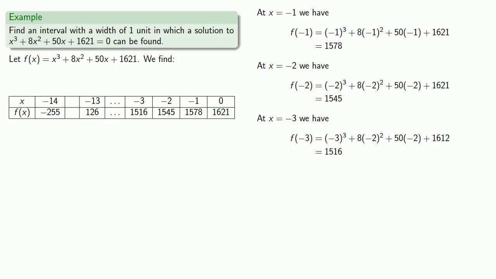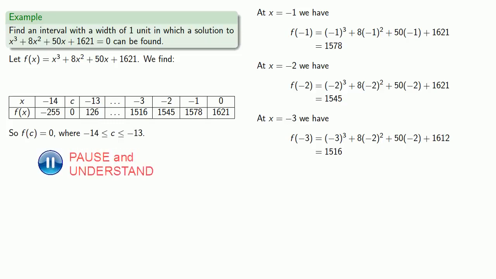And now I can apply the intermediate value theorem, or the Goldilocks principle. At negative 14 we're too small, at negative 13 we're too big, so someplace in between we're going to be just right. So that means f of c is going to be 0, where c is someplace between negative 14 and negative 13.